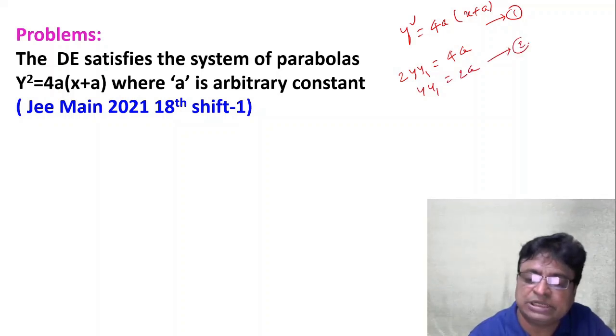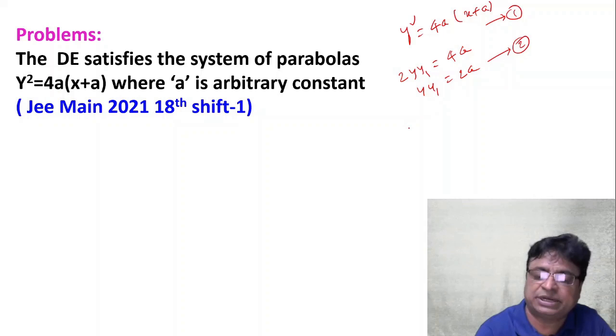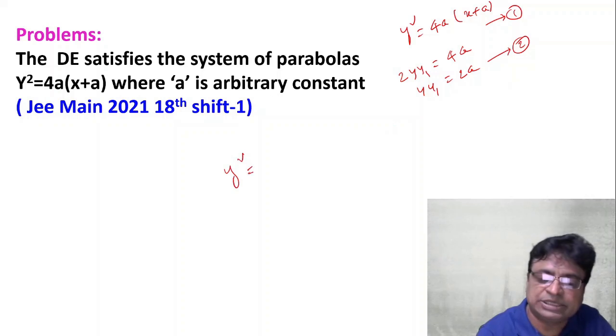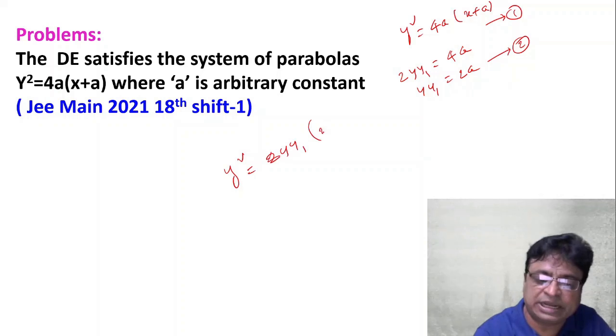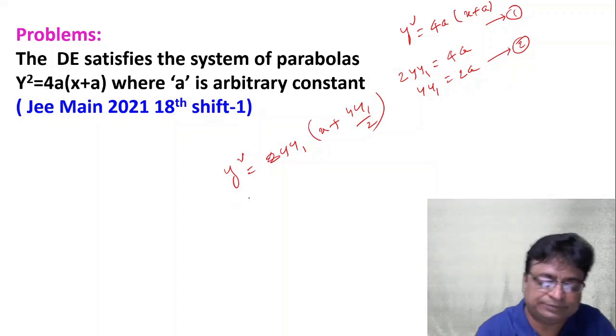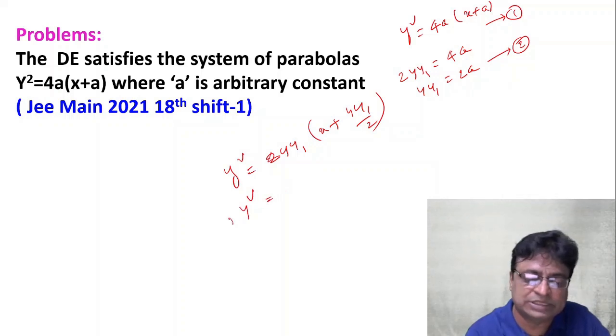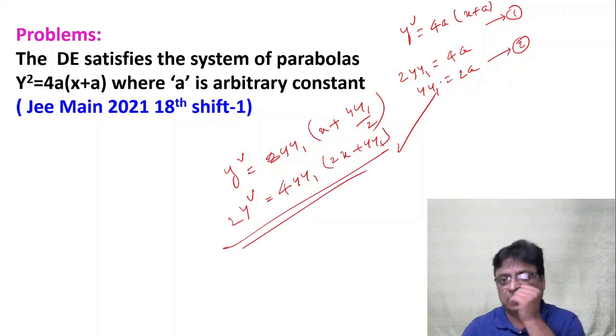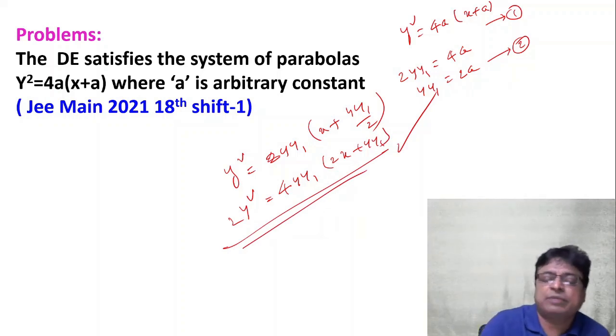Now substitute this value of a in the given equation. So y square is equal to 4a into x plus a. 4a means 2y y1, into x plus, what is my a? My a is y y1 by 2. Simplify this. Or you can write it as y square is equal to 2y y1 into x plus y y1 by 2. This is the corresponding differential equation obtained from the given algebraic equation in which a is the arbitrary constant.